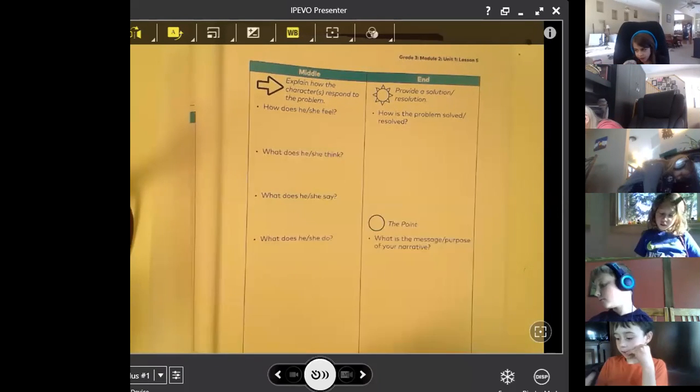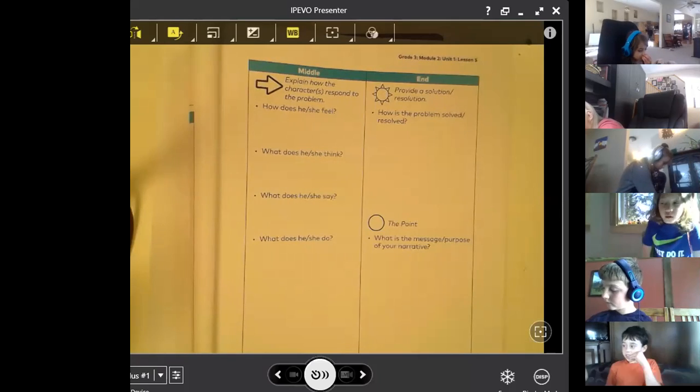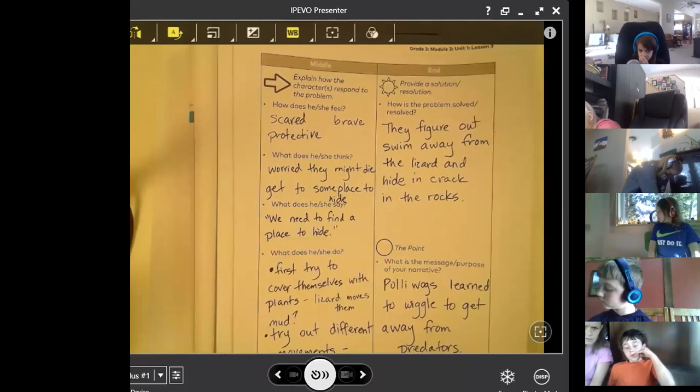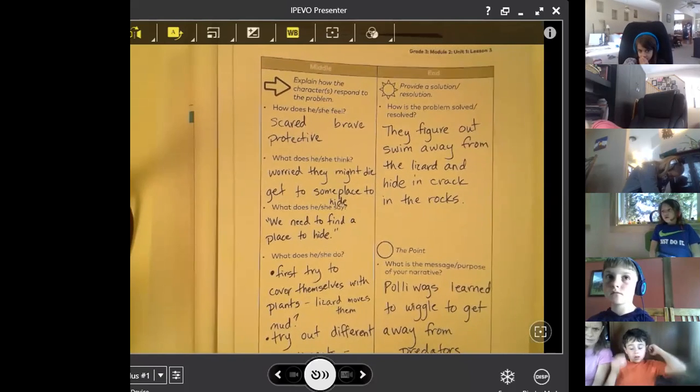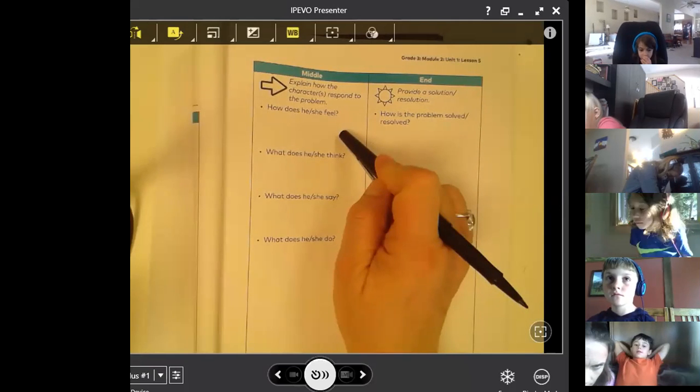In our story, it was that Maddie was feeling scared, but she also was feeling protective of her friends, and she had to be brave. Those are the three feelings we put. So you put down some feelings about how your main character is feeling.